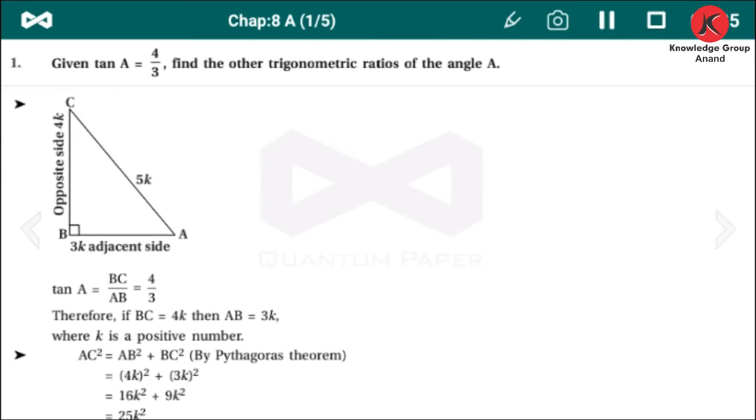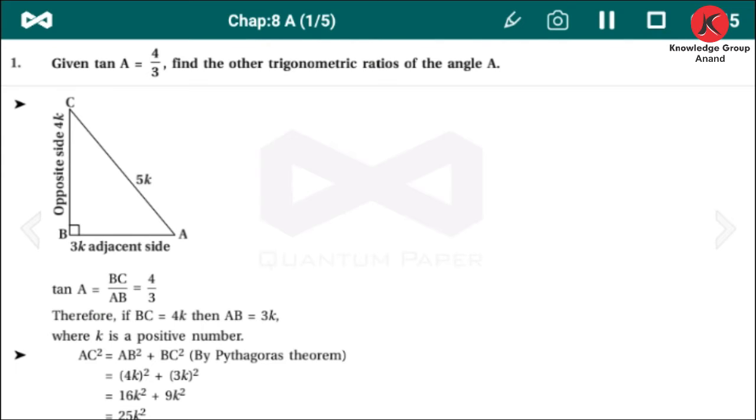Here we have a given ratio. Therefore BC is equal to 4K, where K is a constant number, then AB is equal to 3K. BC is equal to 4K and AB is equal to 3K.